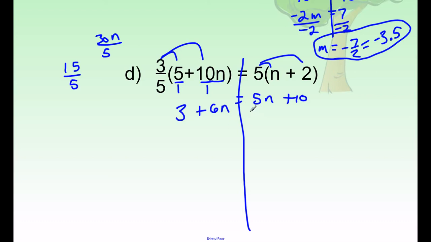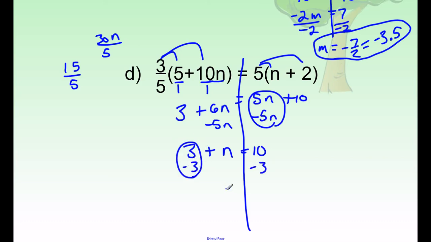Get rid of the one on the right. So I'm going to subtract 5n because it's a positive, and minus 5n here. 3 plus 1n. Remember, you don't need the 1 if it's in front of the variable. 1n equals 10. The variable is being added by 3, so I'm going to get rid of this term by subtracting it. Minus 3, and n equals 7. So for that problem, there wasn't even a multiply to get rid of.